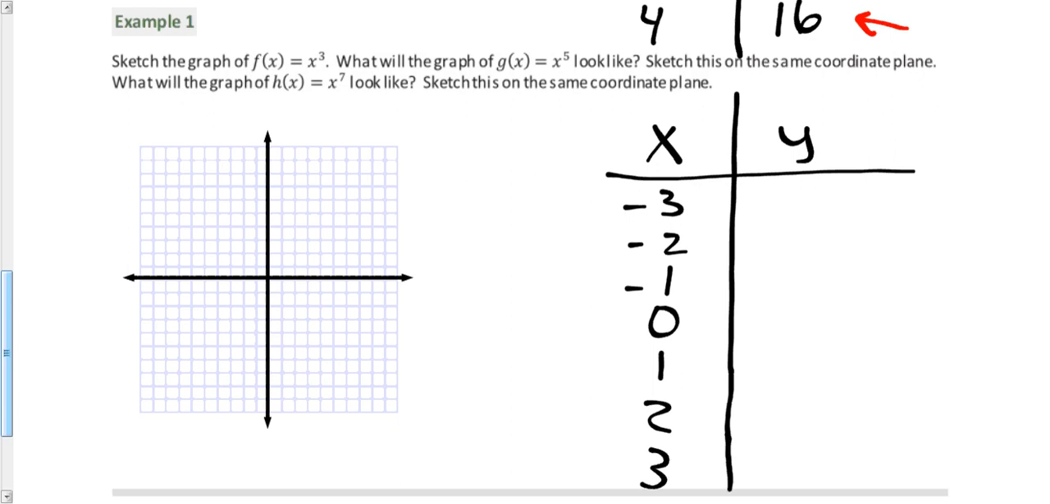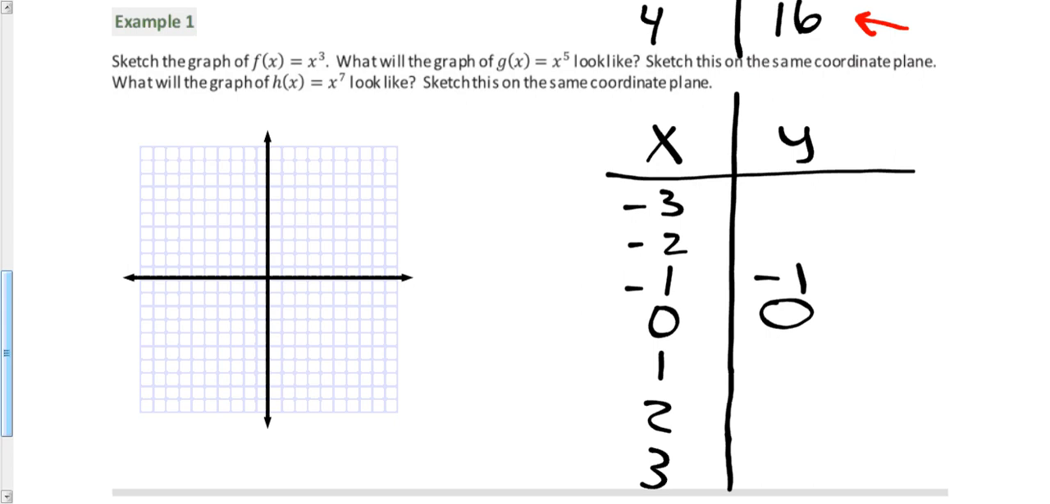So now, here's what I want to ask. When x equals 0, what is 0 cubed? 0, right? So let's put that point here. Let's put a 0 in for y when x equals 0. How about when x equals -1? What is -1 cubed? Jordan? -1. -1 times -1 is 1. Times -1 again, -1.